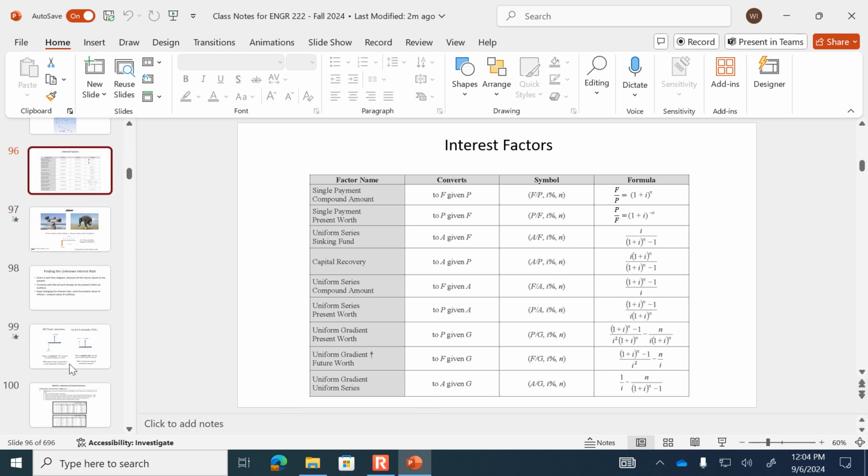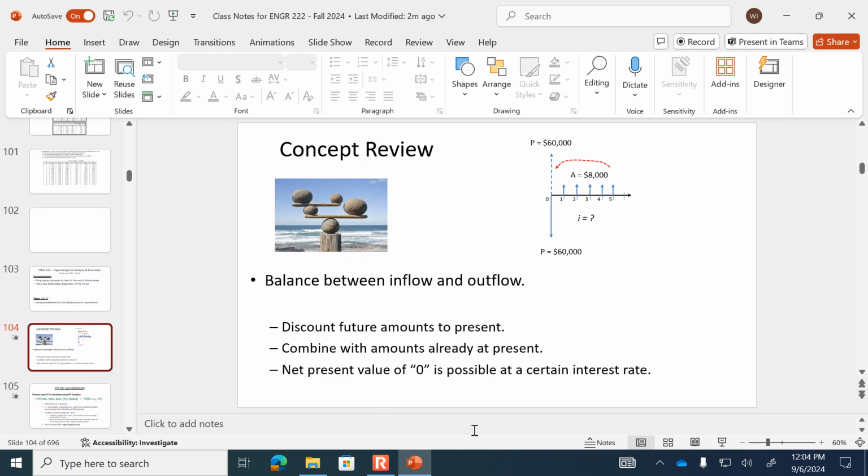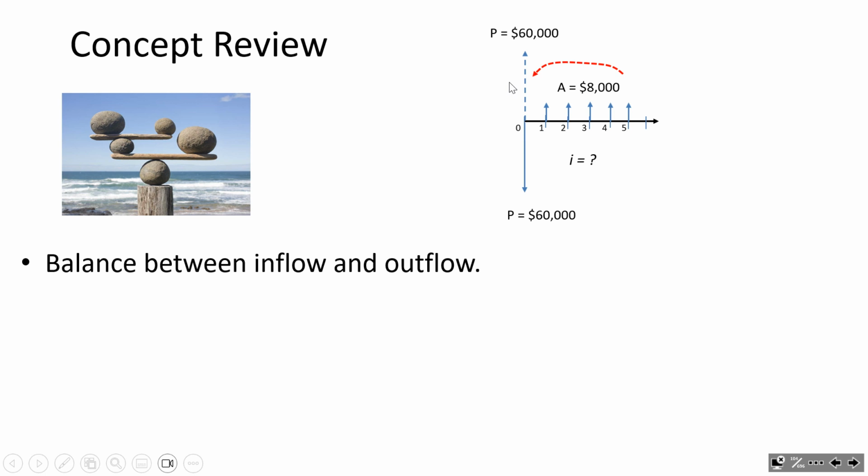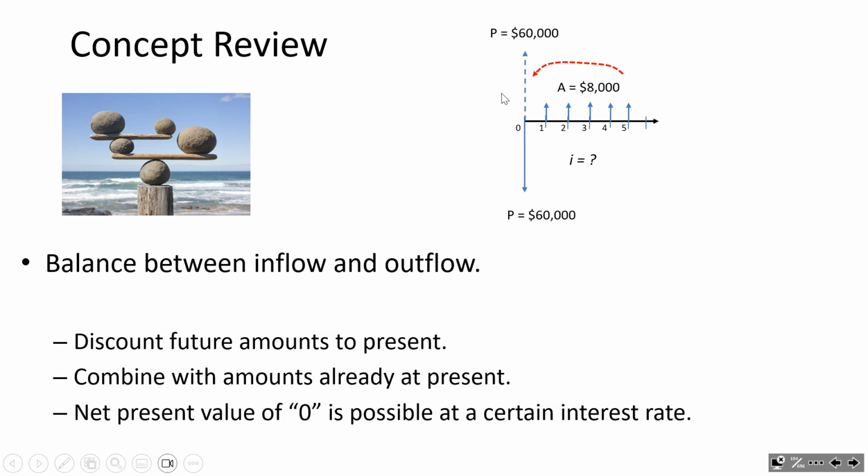So we would solve for I being the unknown. And in doing that, we're determining the interest rate. So there is some interest rate that makes the inflows and the outflows equal when everything is discounted to the same present. So balance between inflow and outflow. That's the overview of the problem-solving approach that we'll use a lot of times through the semester.